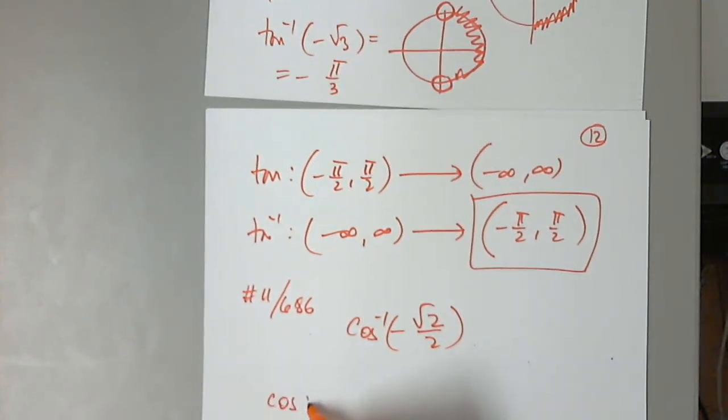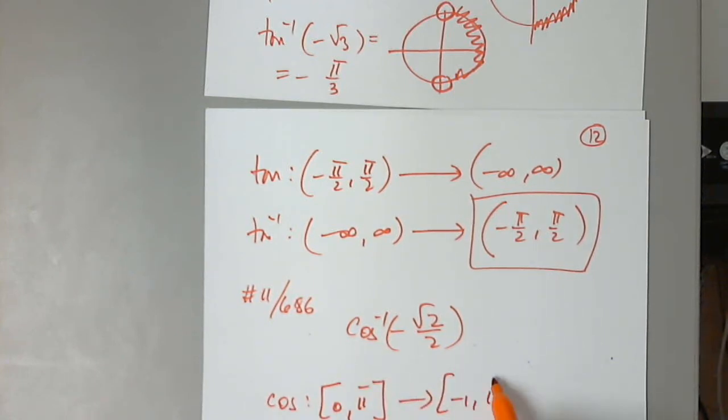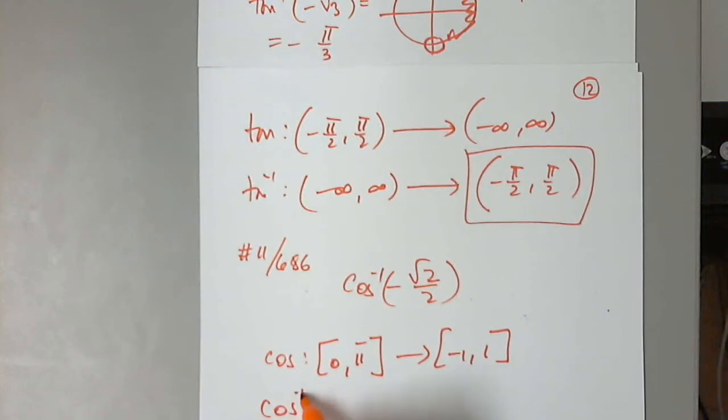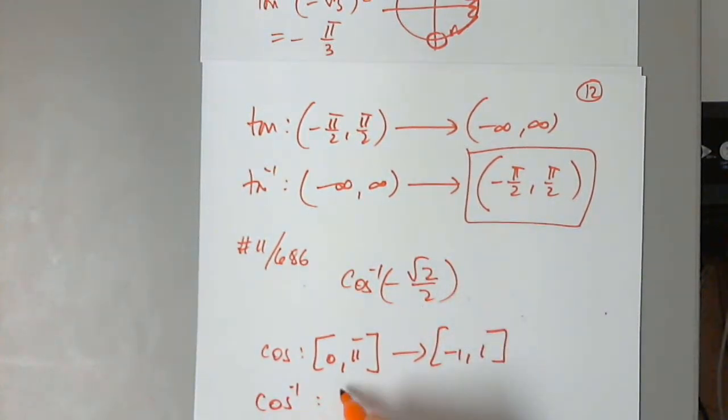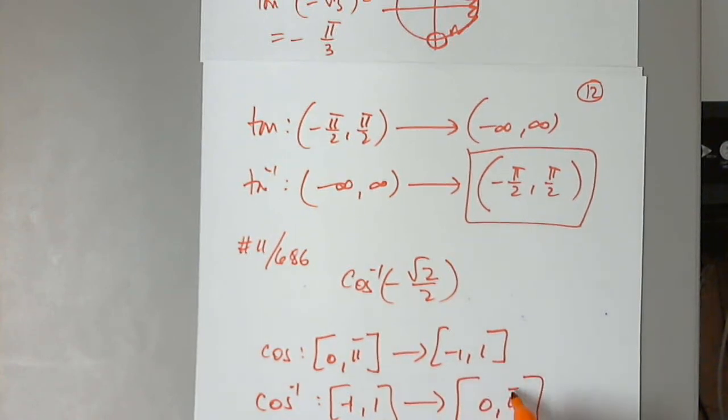So cosine is defined between 0 and pi, taking values between negative 1 and 1. And cosine inverse is defined obviously between negative 1 and 1. And the answer must be a positive angle always between 0 and pi. Now we know that this is a negative number, so it cannot be an angle in the first quadrant because cosine in the first quadrant is positive. So it has to be in the second quadrant.